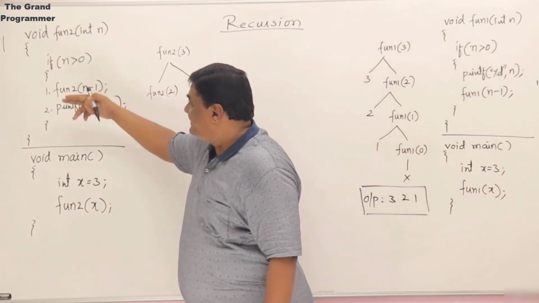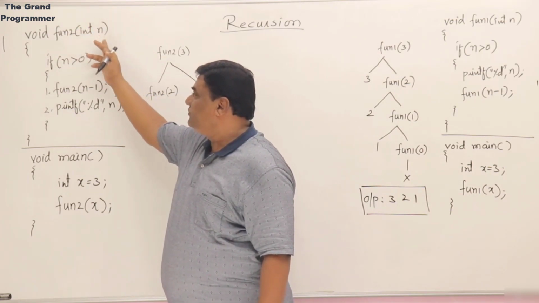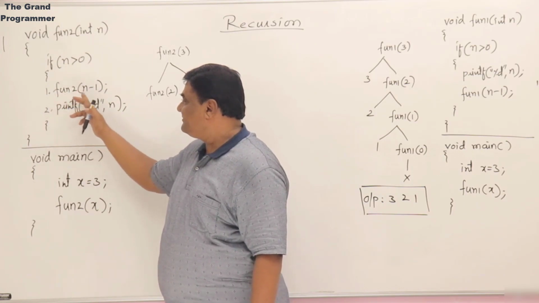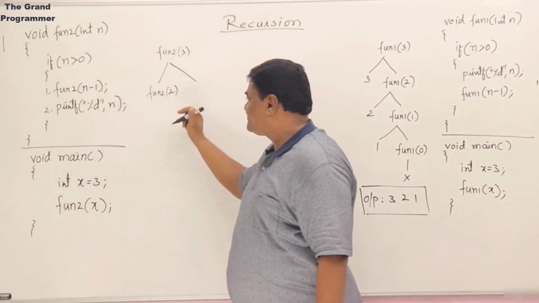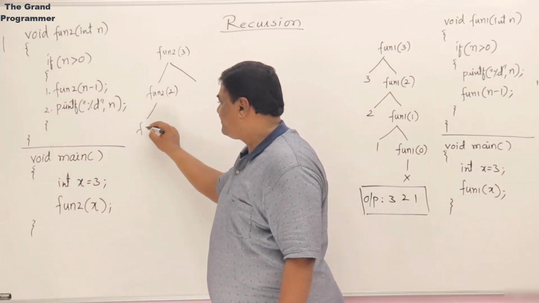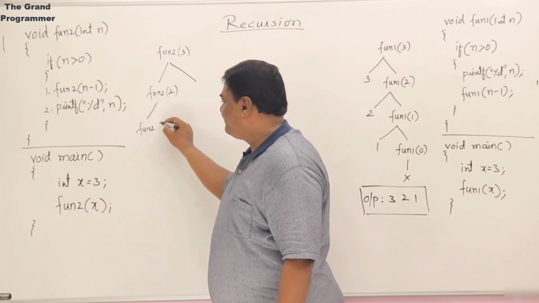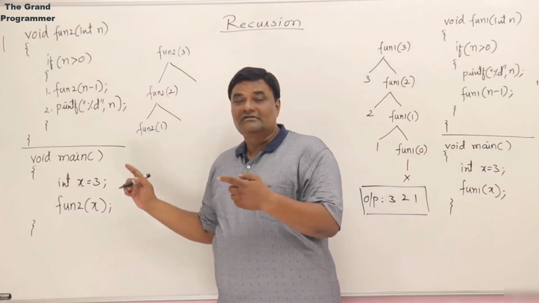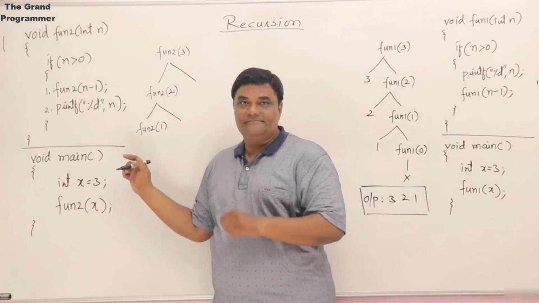So it will call itself again with n equal to 2. 2 is greater than 0. Again, 2 steps. So first step is call with n minus 1. So n is 2. So it will call itself for fun2 of 1. And the second statement will be done after this first statement has finished.